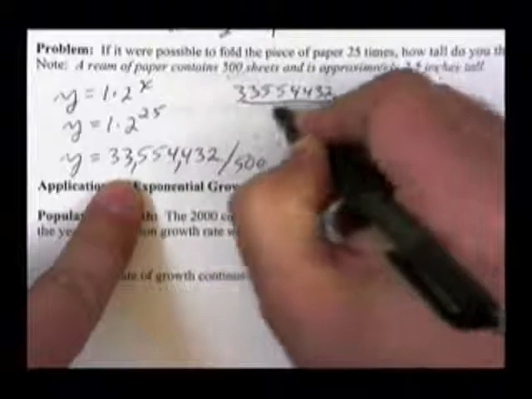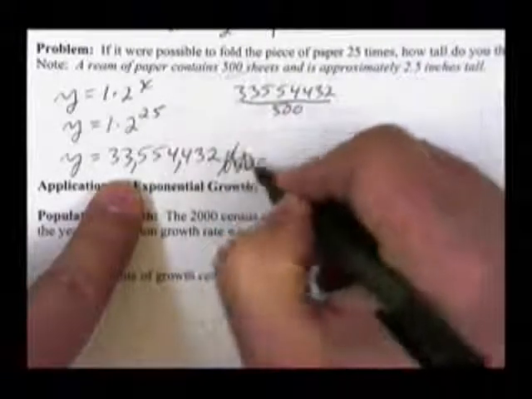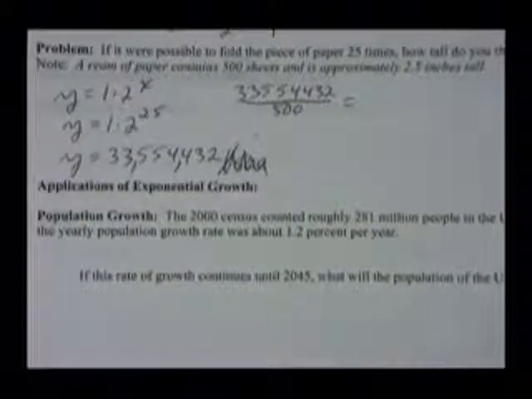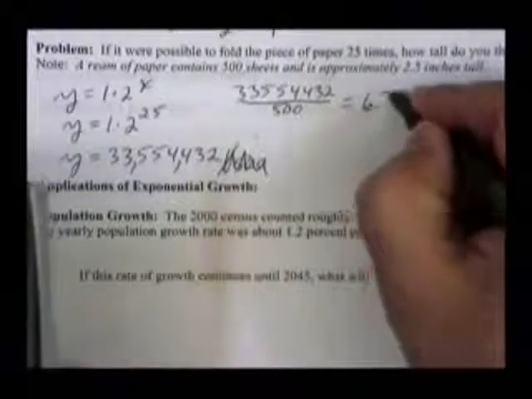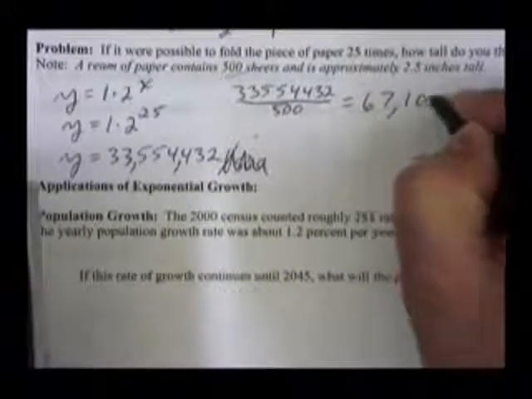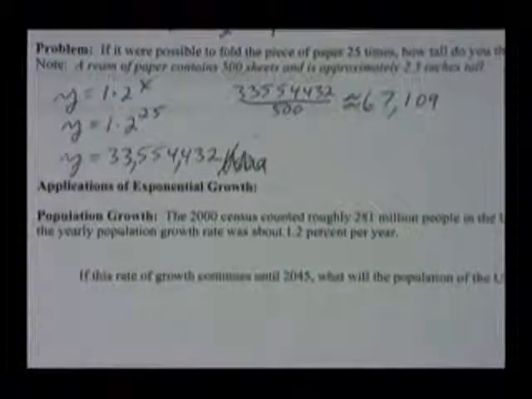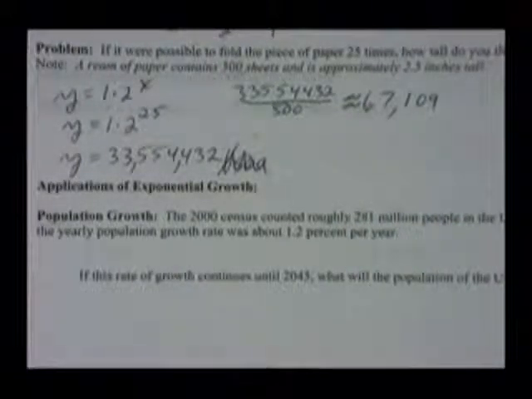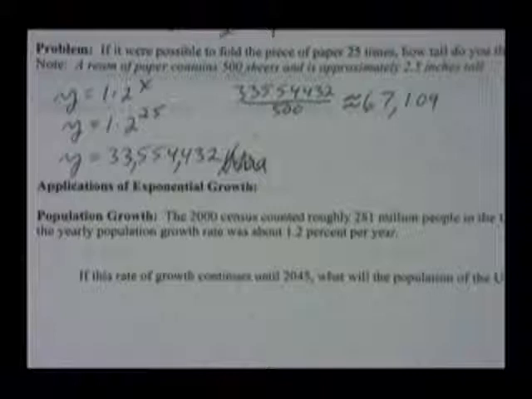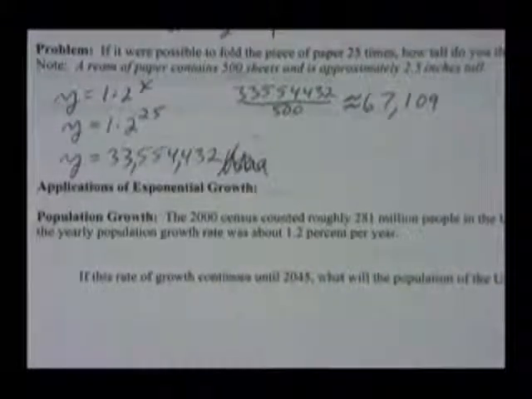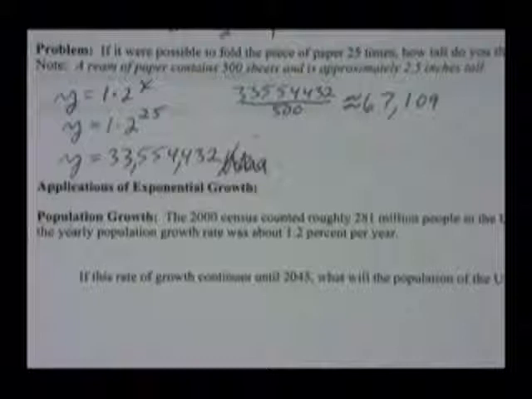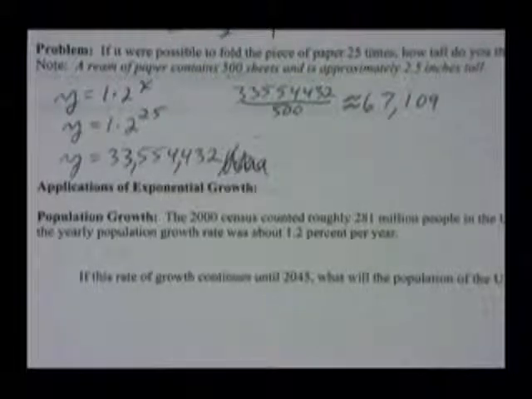33,554,432 divided by 500 gives me 67,109 approximately. So it is 67,000 reams of paper high. Each ream is 2.5 inches tall. So let's next go ahead and figure out how tall that is.